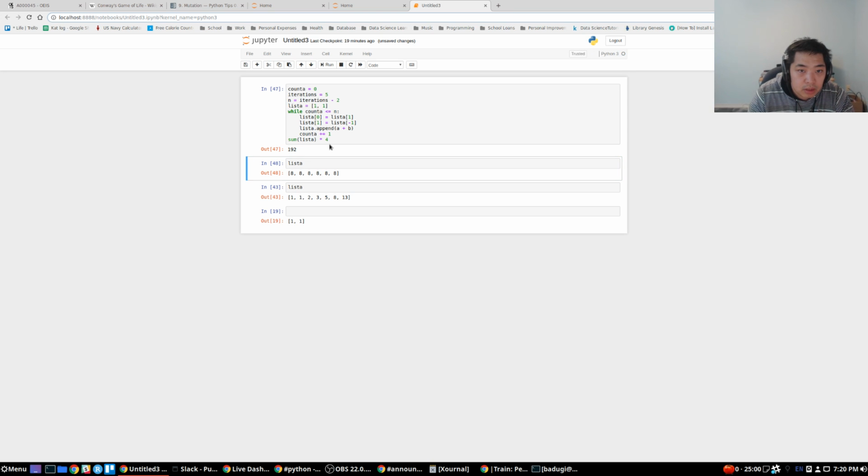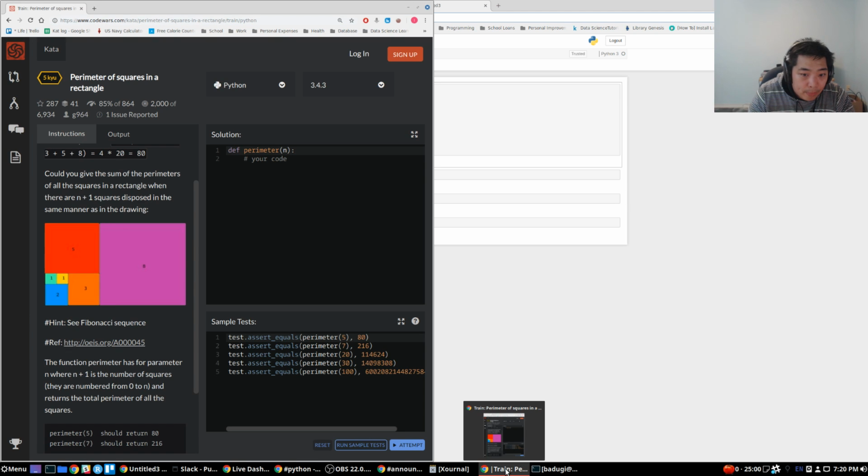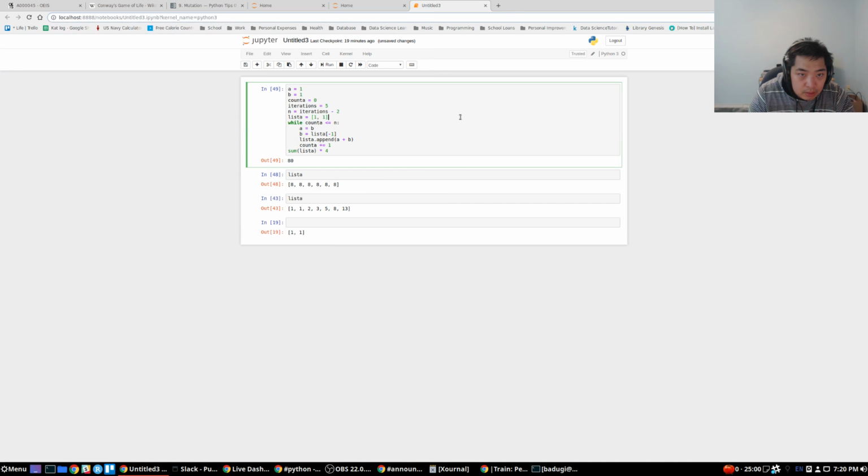Oh, fuck. Okay, never mind. That doesn't work. This is so ugly. I mean, if perimeter equals 5, it would output 80, right?